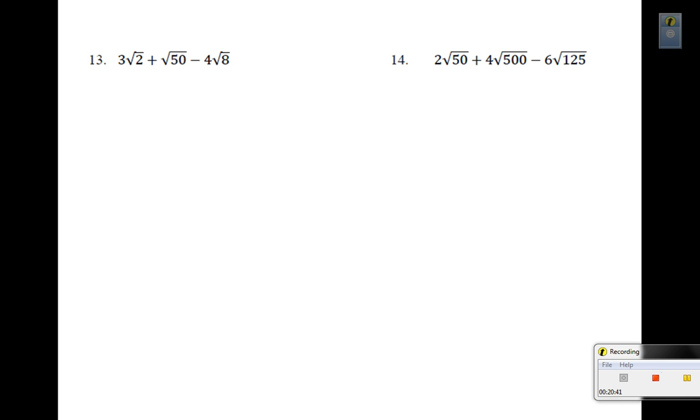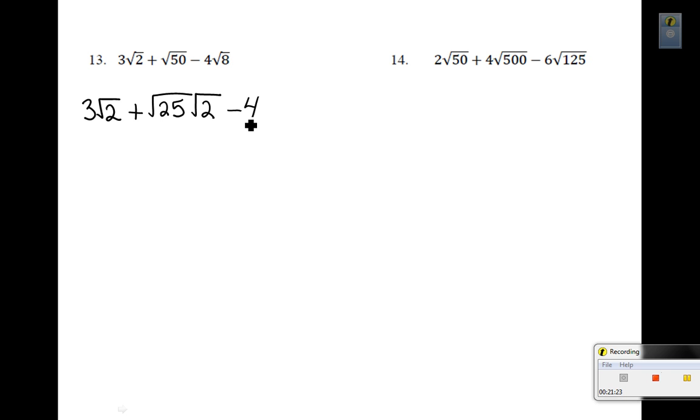We reduced all these and combined like terms. So here's what it's going to look like. 3 radical 2 doesn't reduce, so write down your 3 radical 2. And then plus. Here's what you got to ask yourself now. Does the square root of 50 reduce? And it does. Something you know the square root of, 25, times something you don't know the square root of, 2. And I got minus 4.